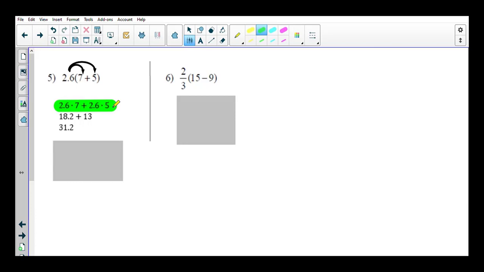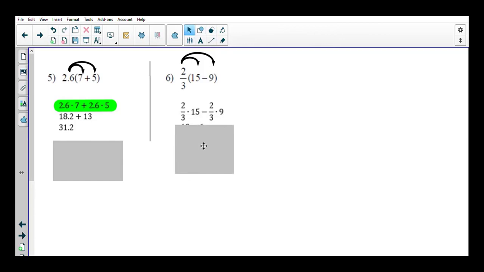So I want to distribute this 2/3 into the parentheses. So we're going to take 2/3 times 15, and multiply 2/3 by 9. So I'm going to write it just like this, 2/3 times 15 minus 2/3 times 9.